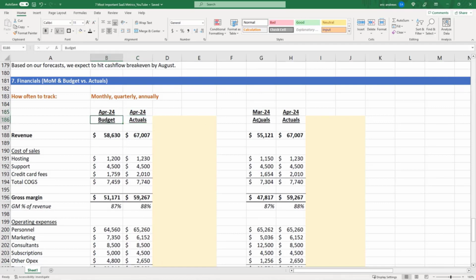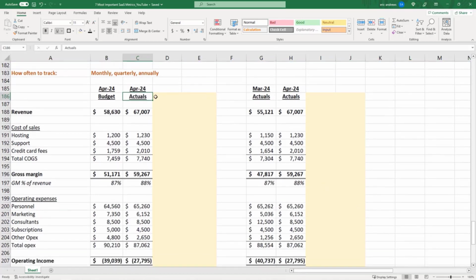A lot of times what's more useful is just looking at April 2024 actuals versus March 2024 actuals, so people can actually see the change in trend. Because if your budget wasn't very accurate, then sometimes it's just sort of noise. But in either of these scenarios, here's how I like to compare the months.